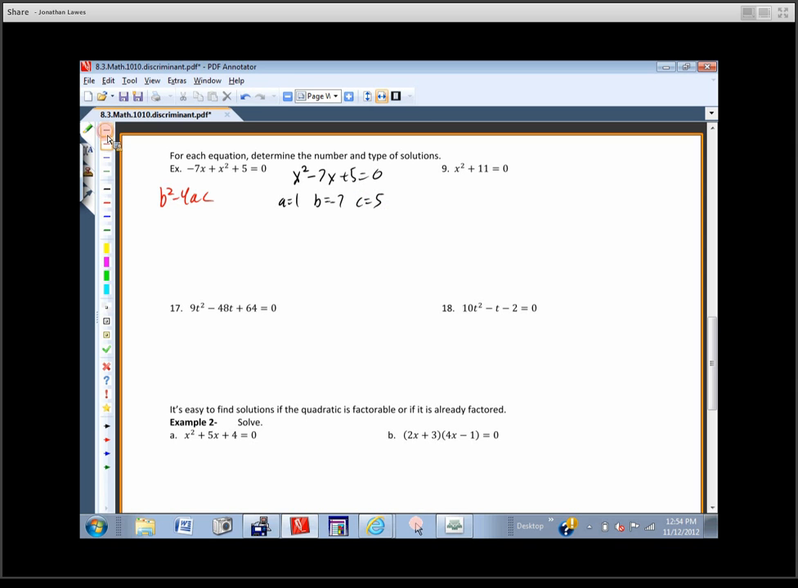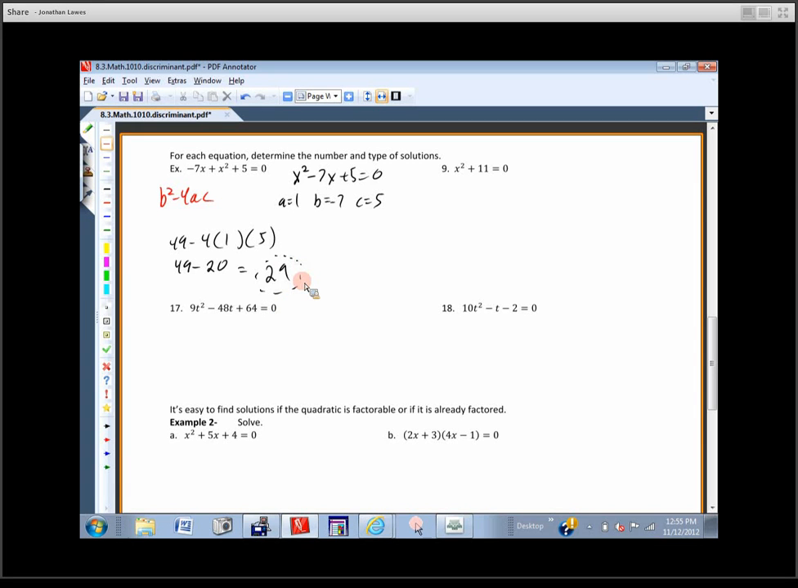So this is going to be B squared. That's going to be 49 minus 4 times A times C. We're not going to skip any work here either. So that's going to be a 1 and a 5. All I really need to figure out is this is 49 minus 20, that's 29. Oh, see, I've got number issues. Okay, 29. This is the discriminant.